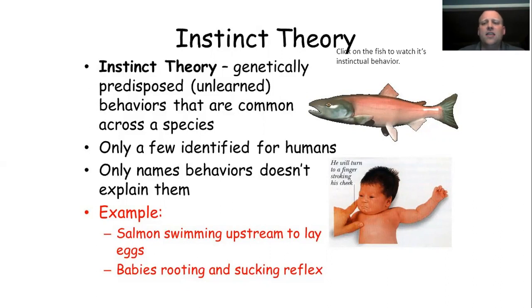So this instinct theory, where things occur naturally, not learned. In humans, we have reflexes, rooting and sucking reflex, for example, in young babies, something that's not taught. Salmon swimming upstream is a famous example, to lay eggs. But there's only a few of these behaviors identified for humans, and this theory over time has become obsolete and kind of fallen apart because humans have more complex behaviors than those of animals.